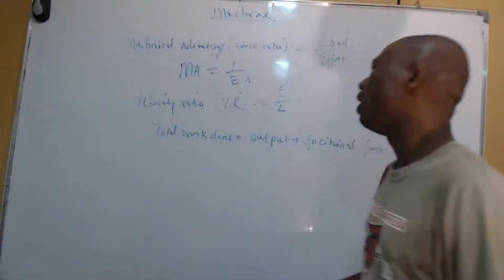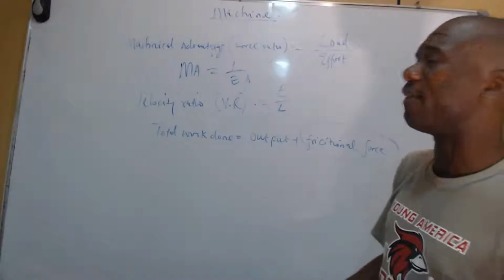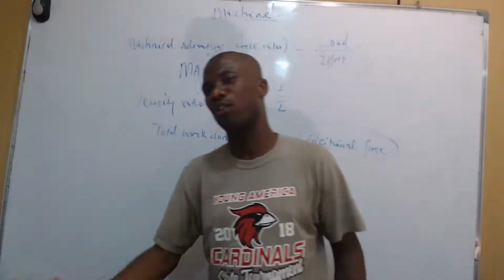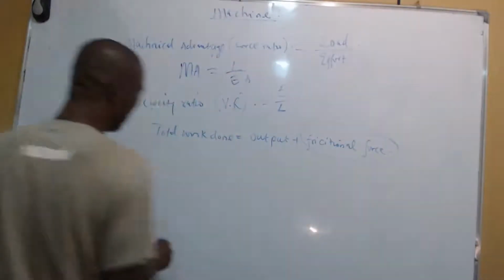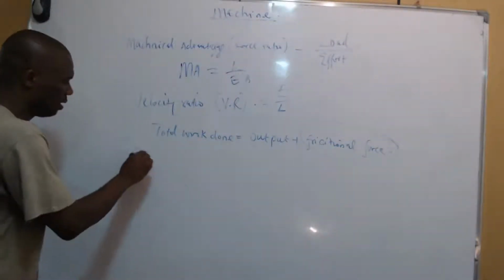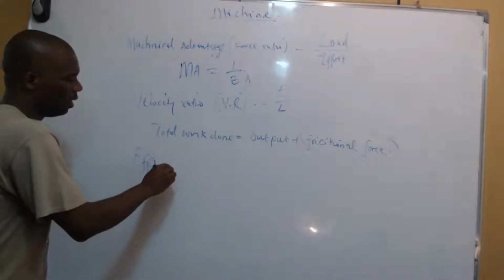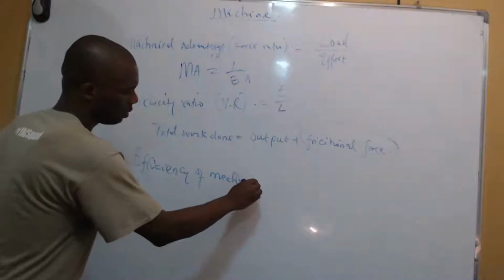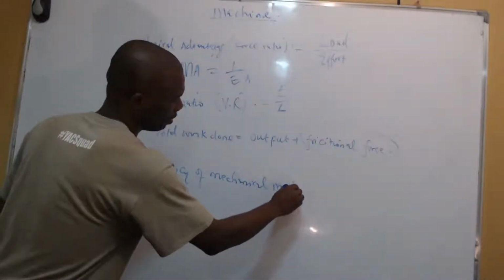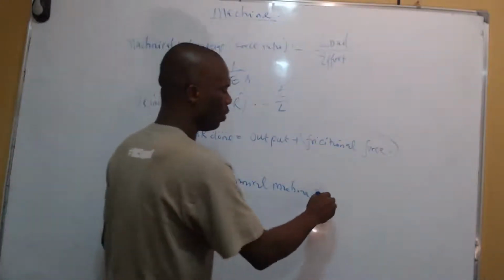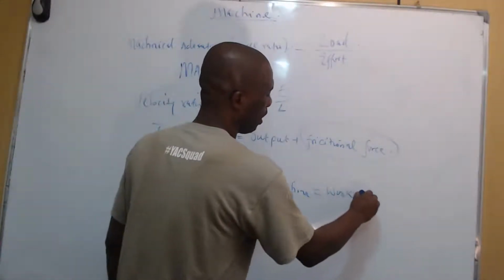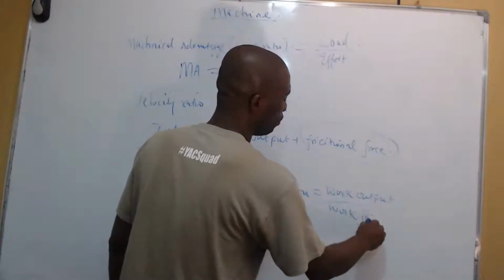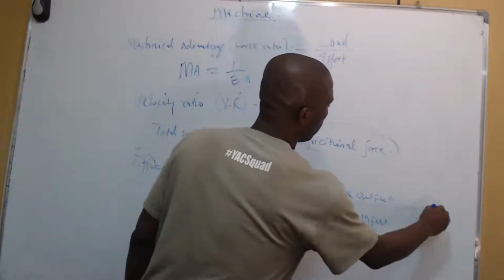Now, let us look at the efficiency of a machine. I'm just trying to summarize everything because I'm not going to go deep into it. Now, the efficiency of a mechanical machine is equal to work output over work input times 100 over 1.